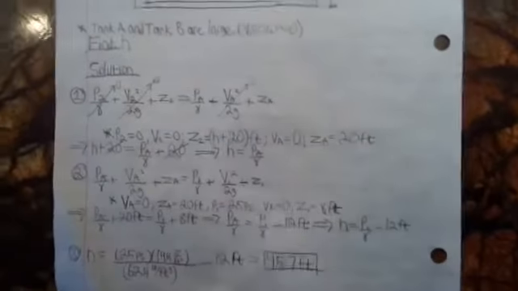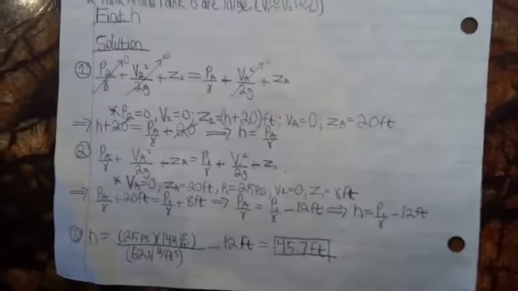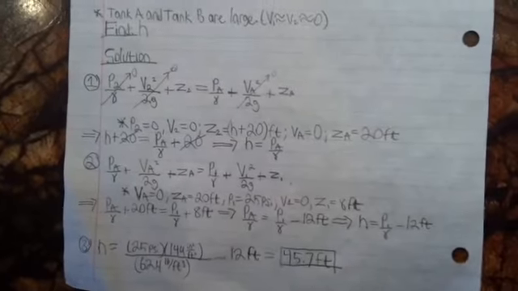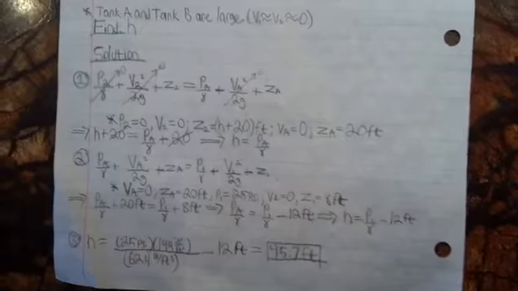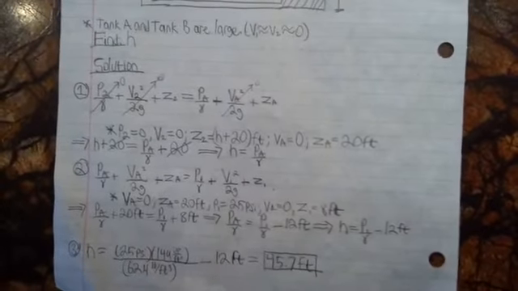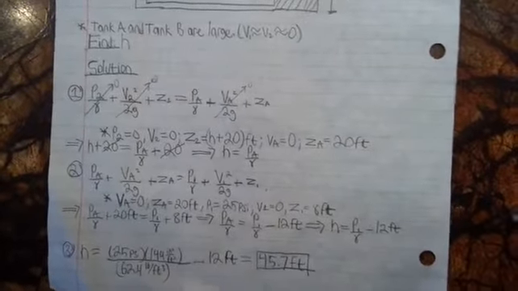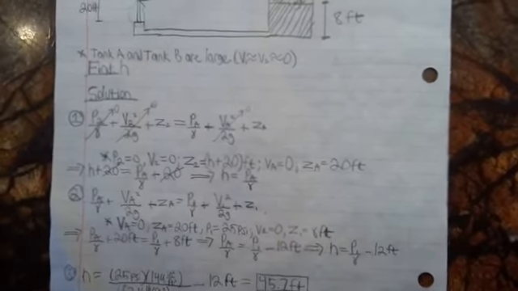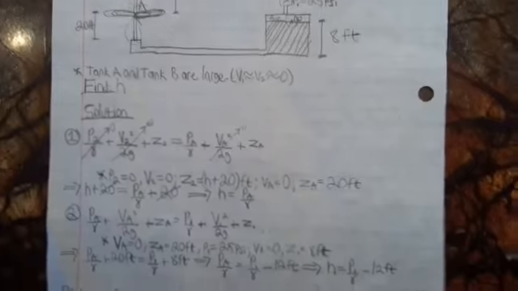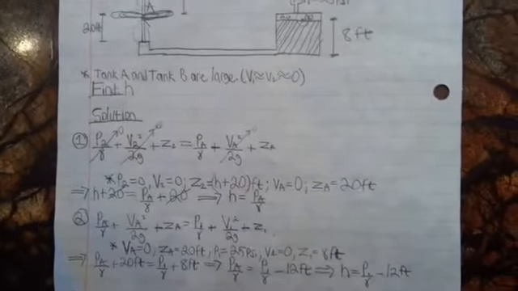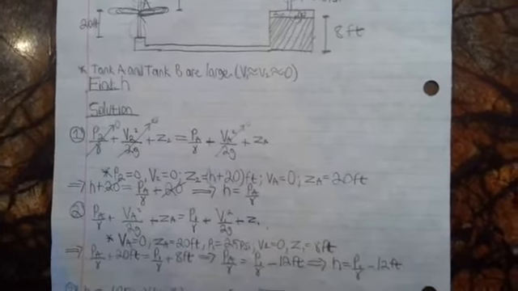So here's the solution here. We start off with Bernoulli's equation. P2 over gamma plus V2 squared over 2g plus Z2 equals PA over gamma plus VA squared over 2g plus ZA. So I'm relating point 2 and point A to each other. And so this is going to come up with our first equation used to solve for h.